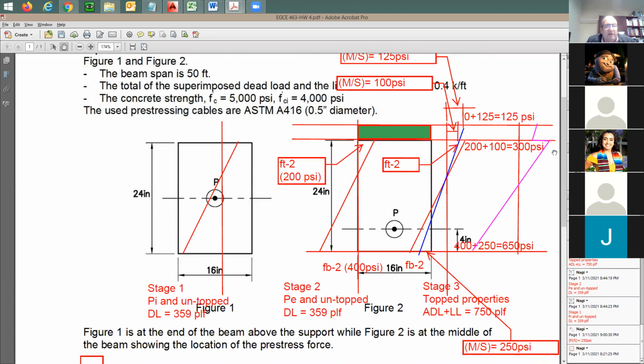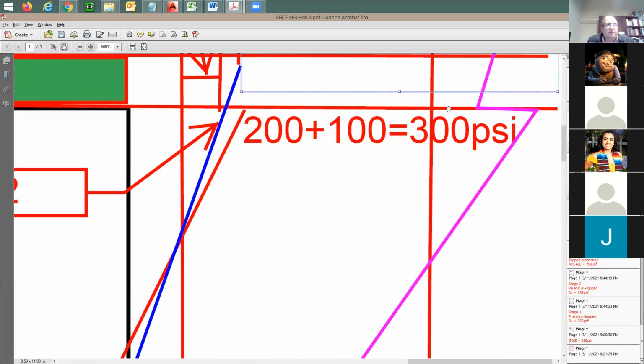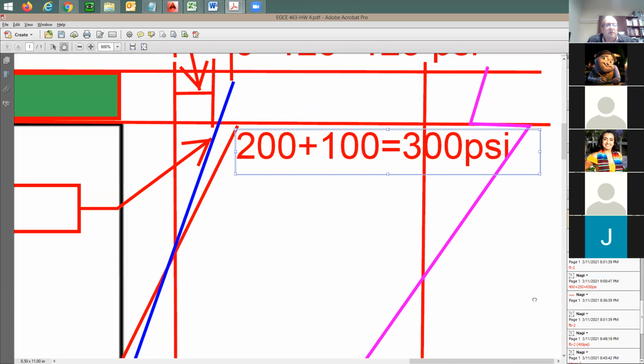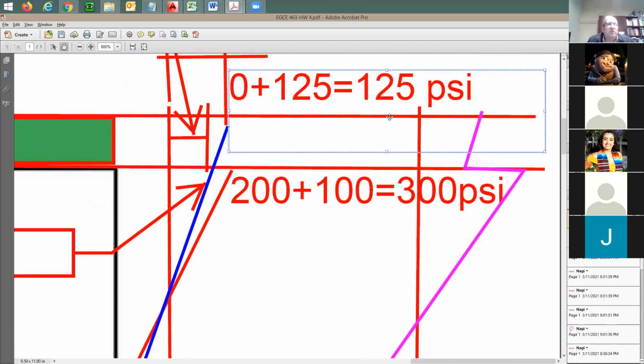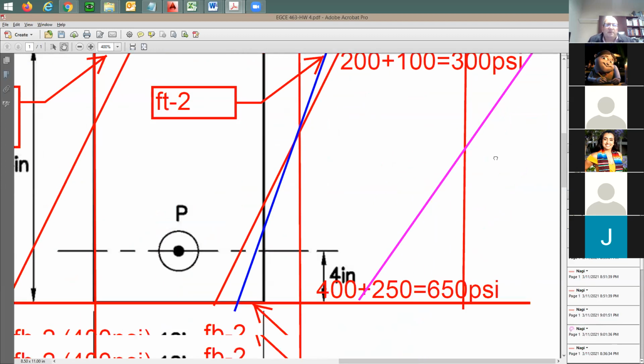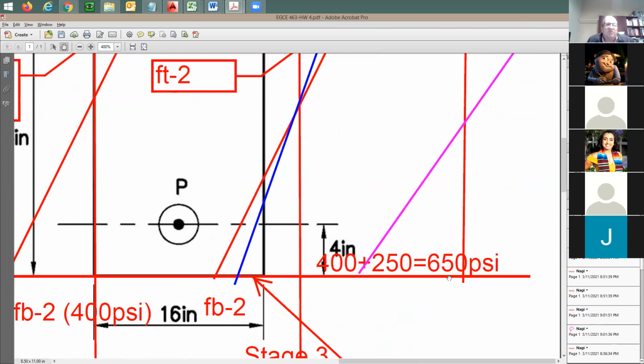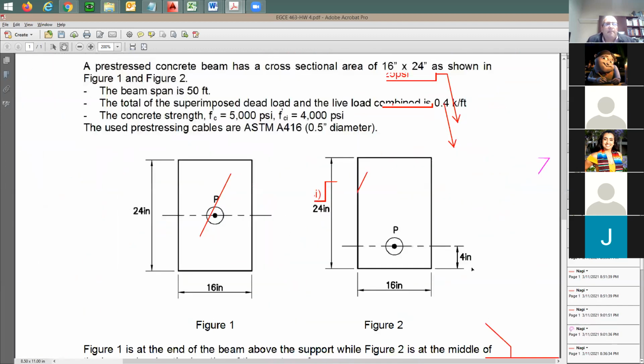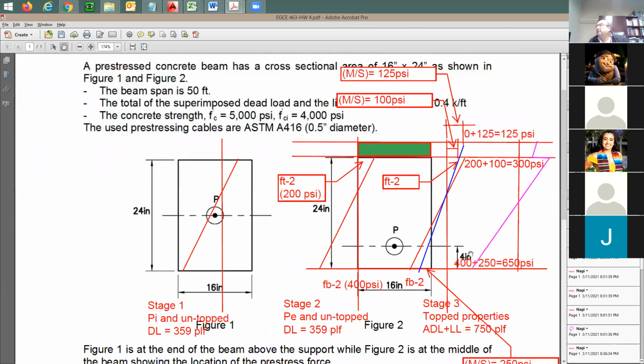Do you guys see my cursor? Yes. Okay. So where is this 125? It's going to be from here to there. The 300 is going to be from this point all the way to that point. There's going to be a big change in the stresses. Why? Because you have some locked stresses plus some new stresses coming to it. The bottom is going to be 650. Questions? Is it clear now?